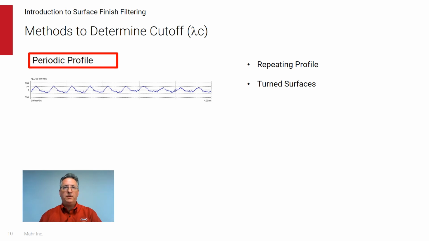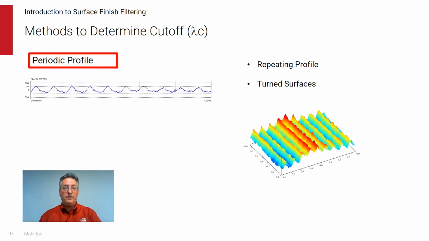This is an example of a periodic profile. A periodic profile is a profile that has a recurring feature, such as that of a turned surface. The profile above is a 2-dimensional example of a turned surface. A 3-dimensional example is shown to the right.